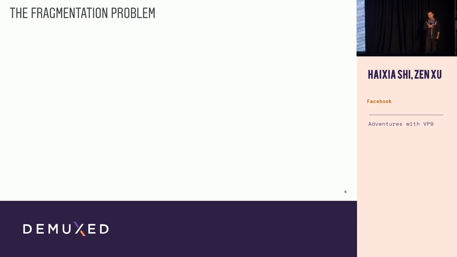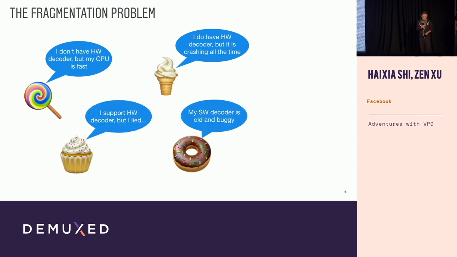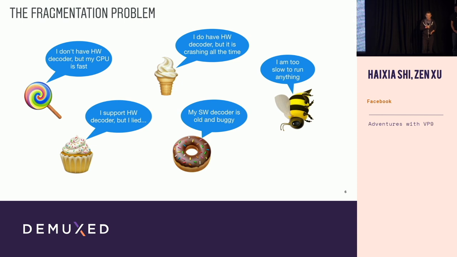So why did we get this result? It's actually the Android fragmentation problem again. For example, we have some devices that may have a hardware decoder, but it can work poorly. And we have some other devices that may have a software decoder, but it can be too slow to run.